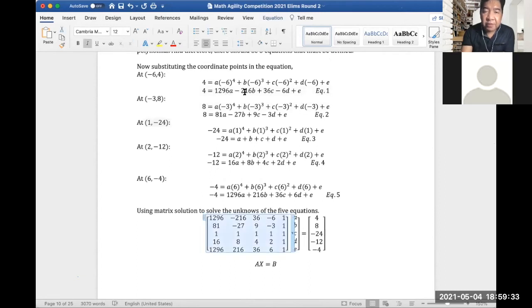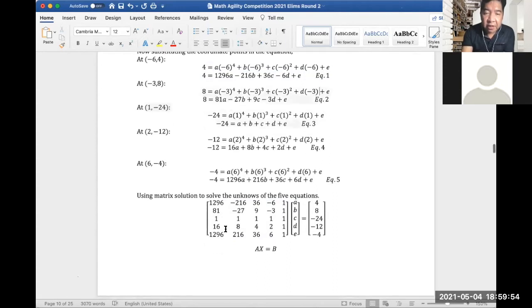And then negative 216, which is the second column. And then 36 would be the third column. Negative 6 would be the fourth. And the constant E, which is 1 here, right? And then you will do the same with equation 2. So 81, negative 27, 9, negative 3, and 1, right?